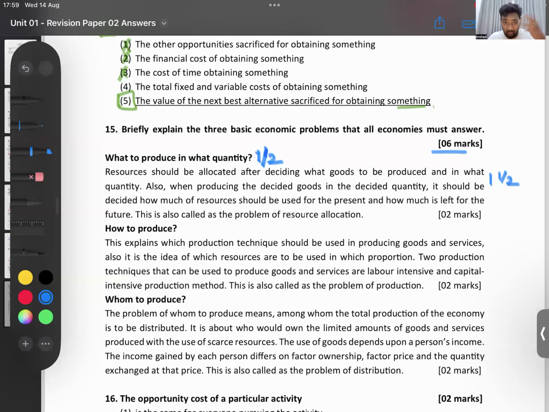So first you have to decide on what to produce. That's a resource allocation problem. Then you have to decide how to produce. That is your production technique, capital intensive or labor intensive. And then you have to decide whom to produce for. That is who will get the goods. How are you going to distribute the goods? That is the problem of distribution. So half a mark for naming the problem, 1.5 marks for the explanation, total 6.